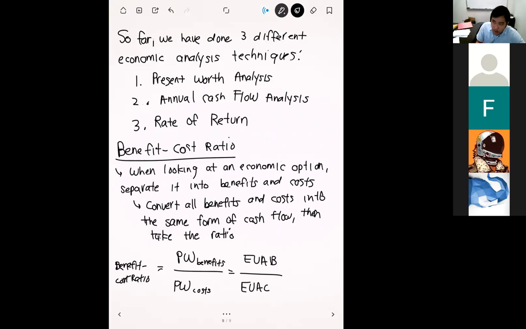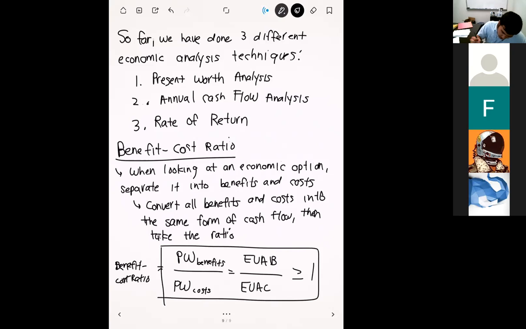What you're checking for in these situations is whether this ratio is greater than or equal to 1. Because if this ratio is greater than 1, that tells you the benefits are going to outweigh the costs, and you're going to earn more money than you put in. Basically, a benefit cost ratio greater than 1 is deemed a desirable, economically efficient option.